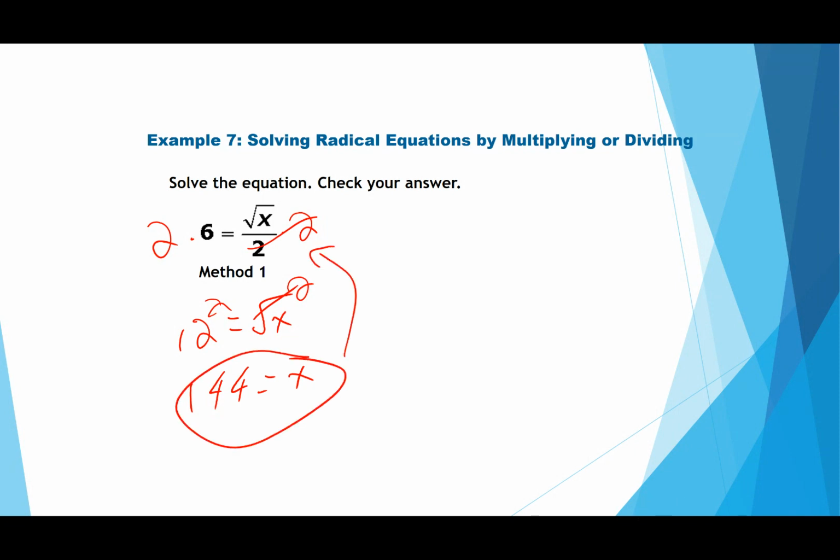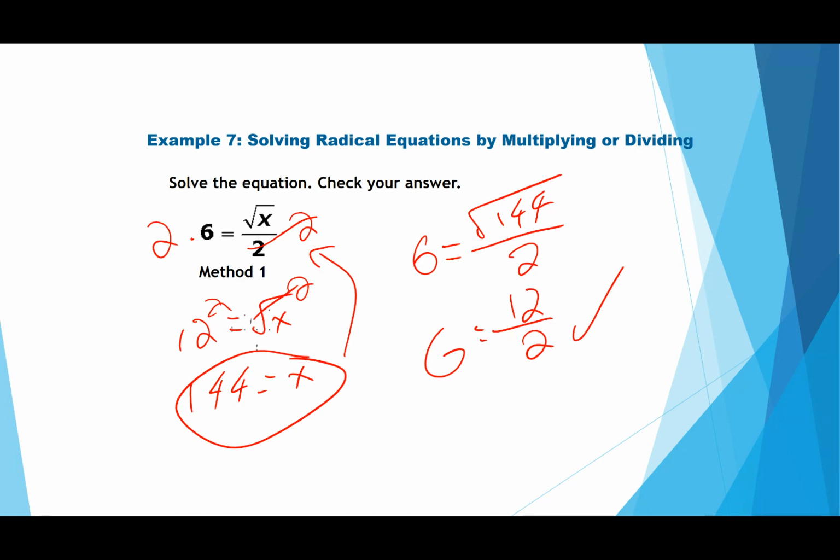And worth my time, let's check to see if that fits. 6 equals square root of 144 over 2. That's, square root of 144 is 12. 12 over 2 is 6, right? 12 divided by 2 is 6. That checks out. Confirmation that it works.